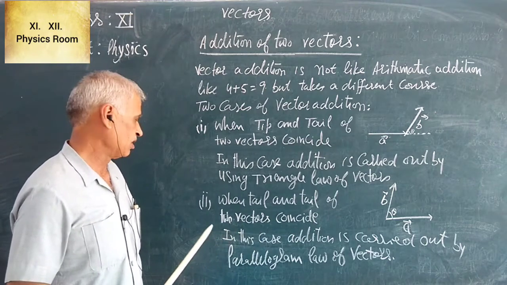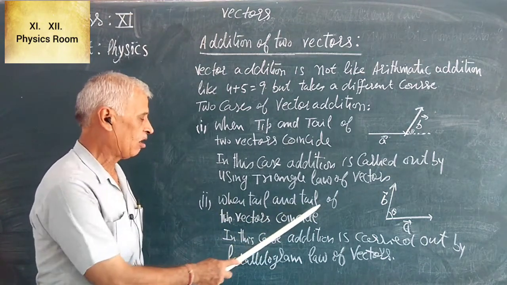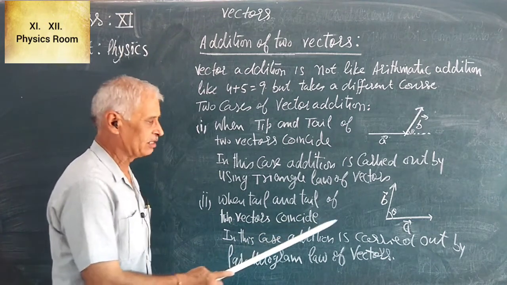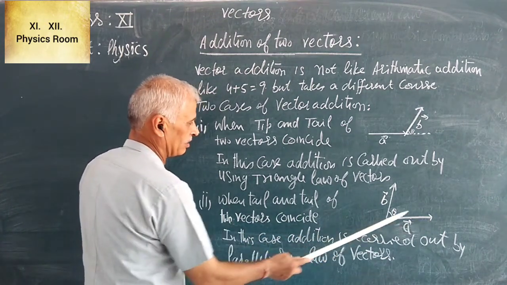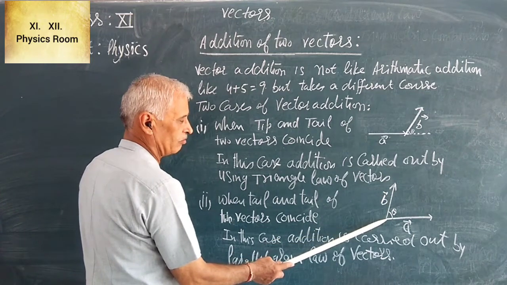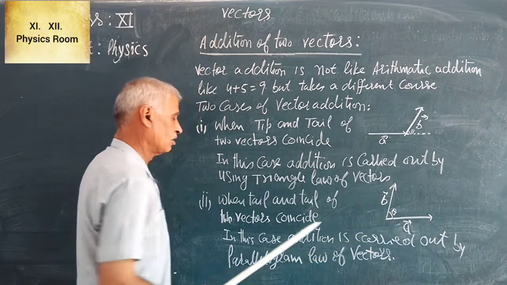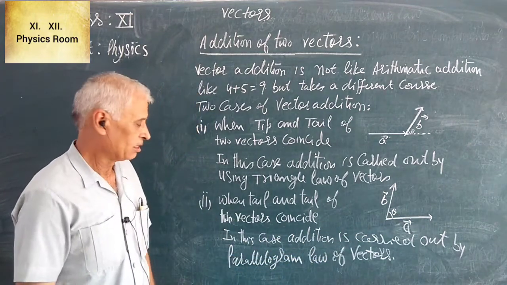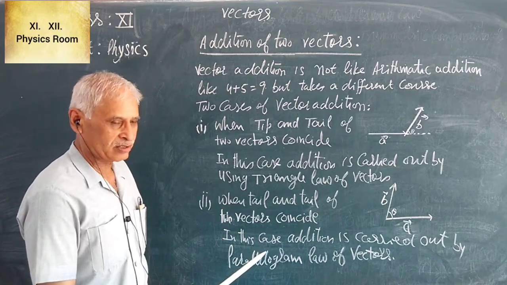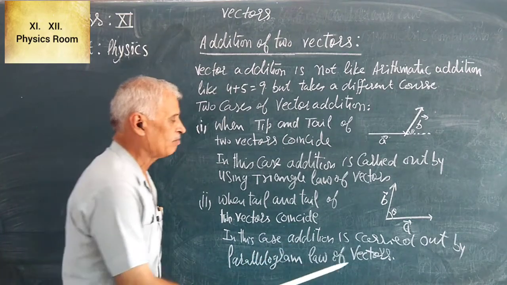And in the second case, when tail and tail of two vectors coincide, this is vector A, its tail, vector B, its tail. When tail and tail of two vectors coincide, in this case, addition is carried out by the parallelogram law of vectors.